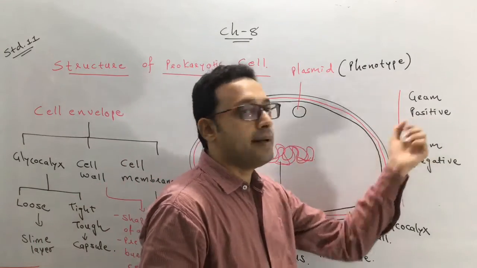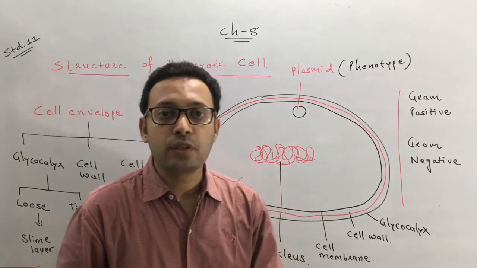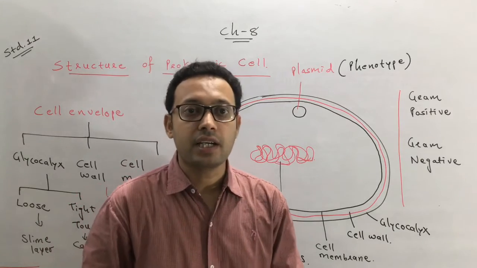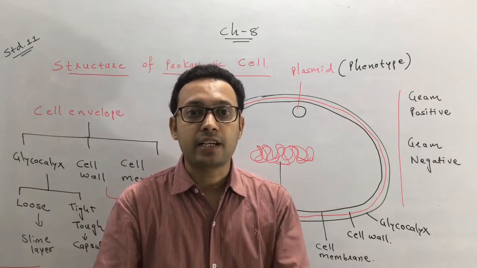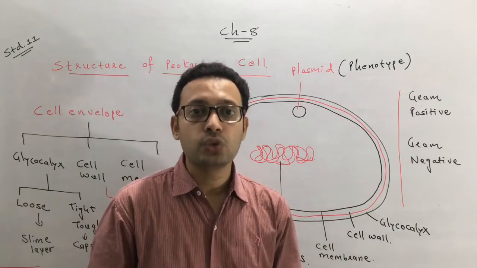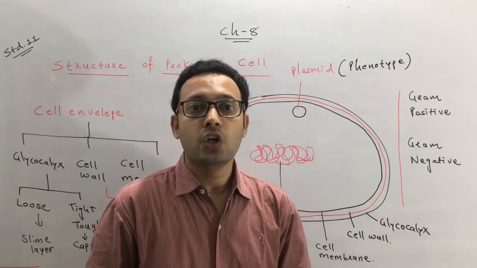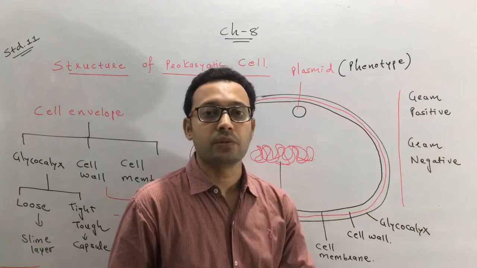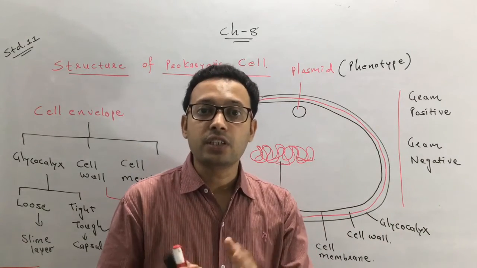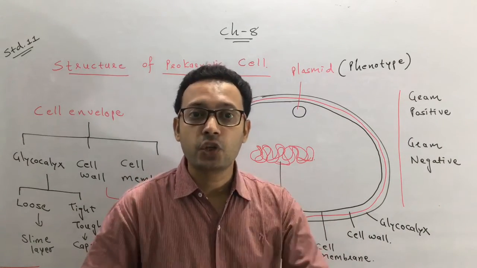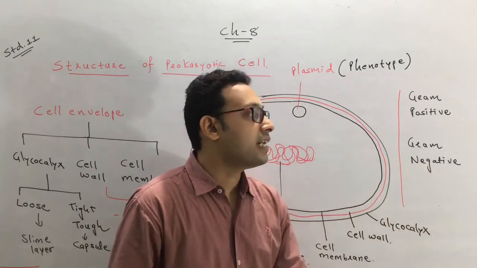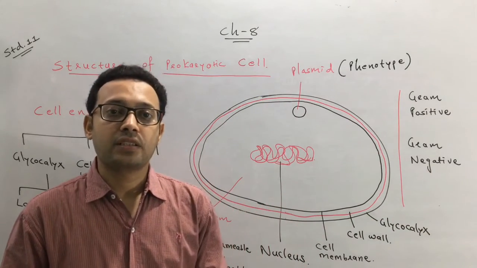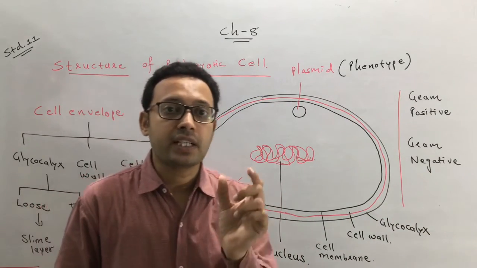What are called gram-positive bacteria? Gram-positive bacteria are the bacteria which can take up the gram stain. Those which take up the gram stain, or can be stained with a gram stain, are called gram-positive. And if they don't take up the gram stain, then they are called gram-negative bacteria.